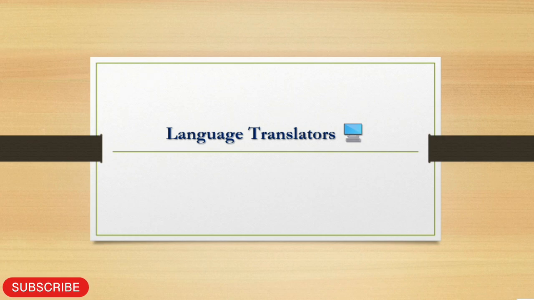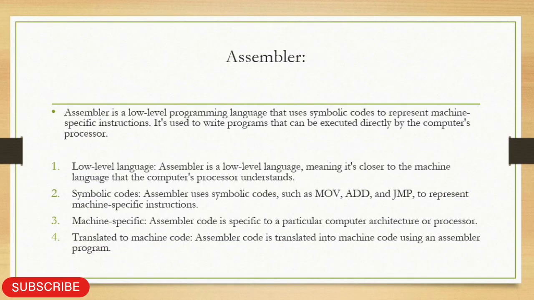So now we are going to start with the assembler first of all. What is an assembler? Assembler is a low-level programming language that uses symbolic codes to represent machine-specific instructions. It's used to write programs that can be executed directly by the computer's processor. So, it's a low-level language. Now, what do you mean by low-level language? Low-level language means it is very close to the machine. That means it's the combination of 0 and 1.